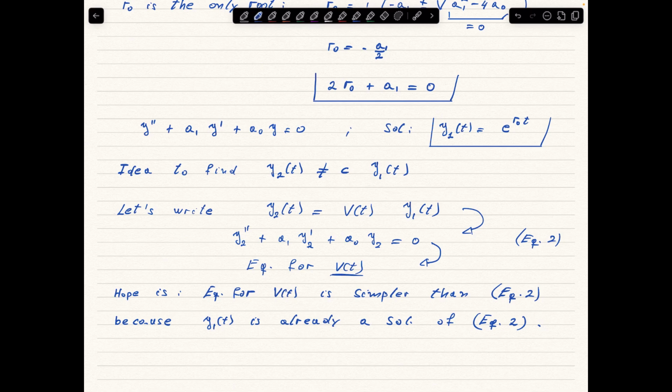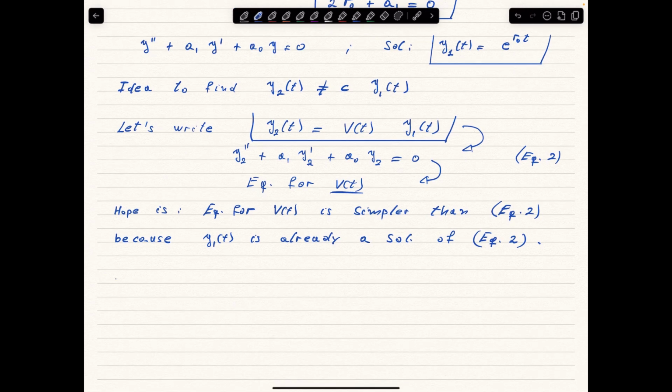Now we need to do the calculations. Let's mark here that this is the important step. We need to put that function into the equation, but to do that, we need to compute y2 prime. What is y2 prime? Well, it's v times, let's write down what y1 is, an exponential e^(r0 t). We need to compute the derivative of that.